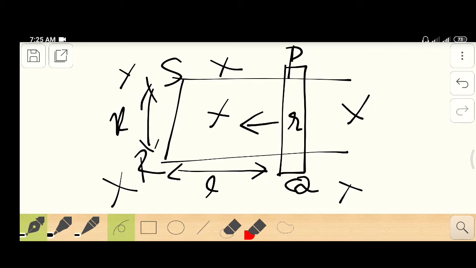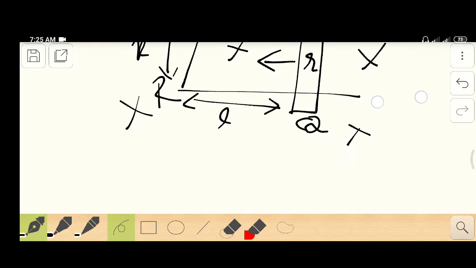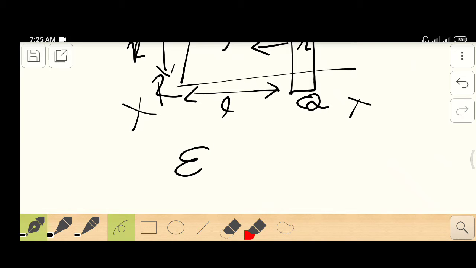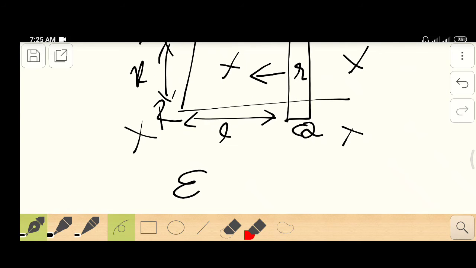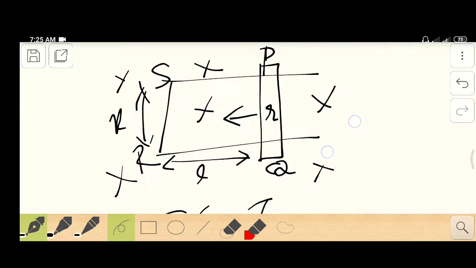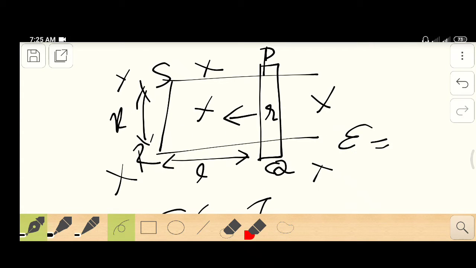If the induced EMF in this conductor PQ by its motion is epsilon, and the resistance of the conductor PQ is R, then the induced EMF divided by R is equal to the induced current I. In the last case, we have studied that epsilon is equal to minus d phi by dt, where d phi is B dot A.